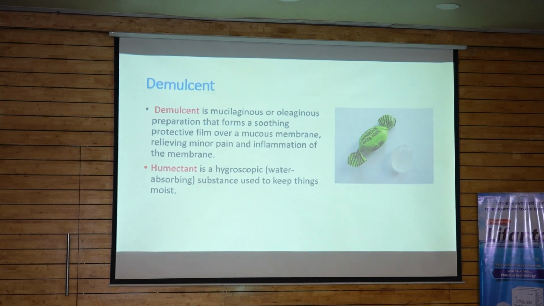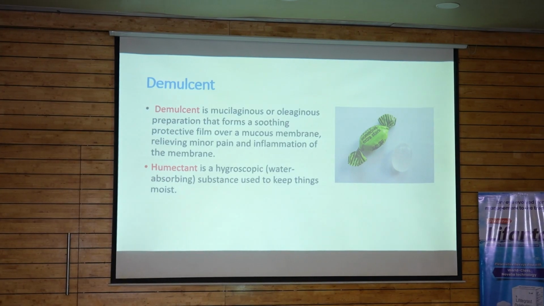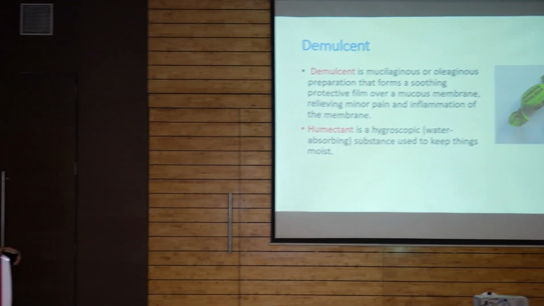So what is a demulcent basically? Since this is the main component, we all have had this toffee when we were kids. So what does it do? It forms a slippery layer of coating over the top. Similarly, demulcents like HPMC are all such products that coat the ocular surface. So that is the primary purpose, right?